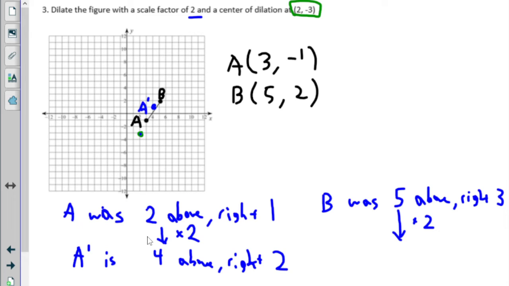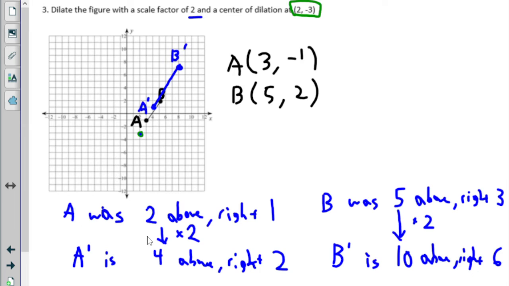So since it's 5 above to the right 3, for B prime, we're going to multiply those by 2. Instead of 5 above, now it's 10 above. Instead of to the right 3, now it's to the right 6. So we're going to count 10 above and to the right 6, which will land us here for B prime. So that's my dilation.